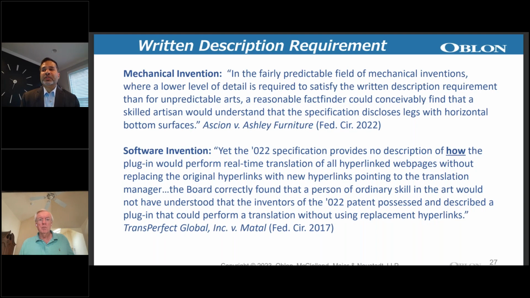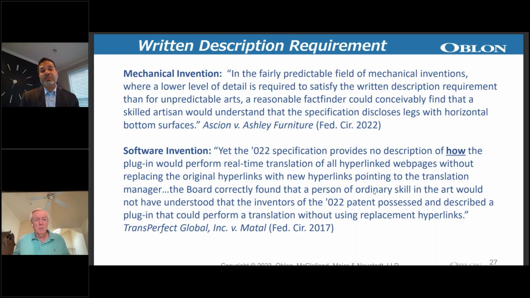So even the USPTO has pointed to this distinction. This is a couple of slices of guidance from the MPEP that they give to examiners in the US system. They say, for a mechanical invention, they call it a fairly predictable field, and so there's a lower level of detail required to satisfy the written description requirement. And in that case of Atheon versus Ashley Furniture, the USPTO is pointing to this case saying, if you're in the mechanical arts, you don't need as much detail to satisfy the written description requirement.